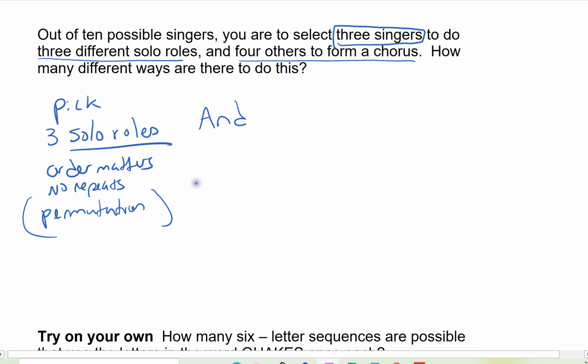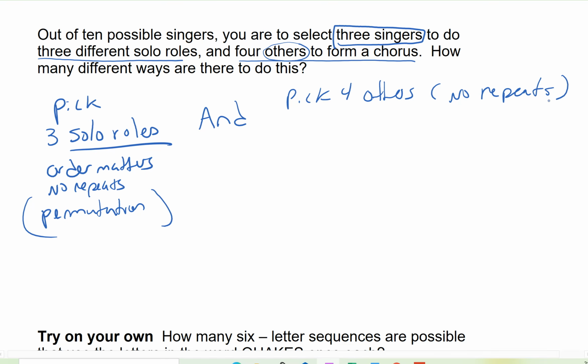After I pick the 3 solo roles, you're going to pick 4 others, so other meaning other than the people in the solo, so no repeats again, to form a chorus. Alright, so you're going to pick 4 others, again there will be no repeats. So if you're a solo role, you can't be in the chorus, and you want 4 chorus people, so you can't repeat people, otherwise you won't get 4 people in the chorus. Alright, so no repeats, you pick 4 others to form a chorus.